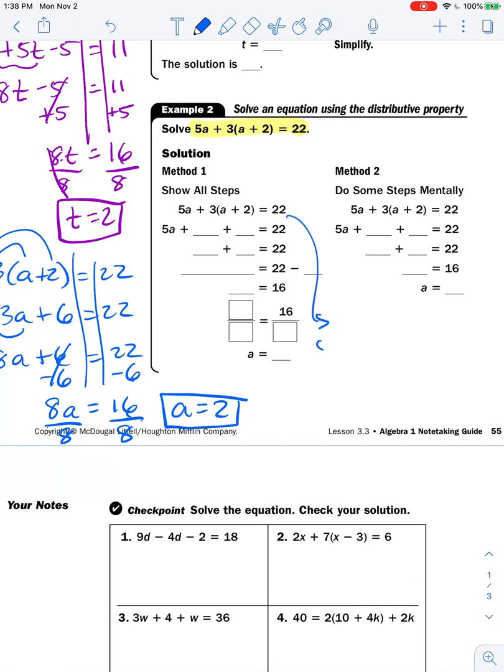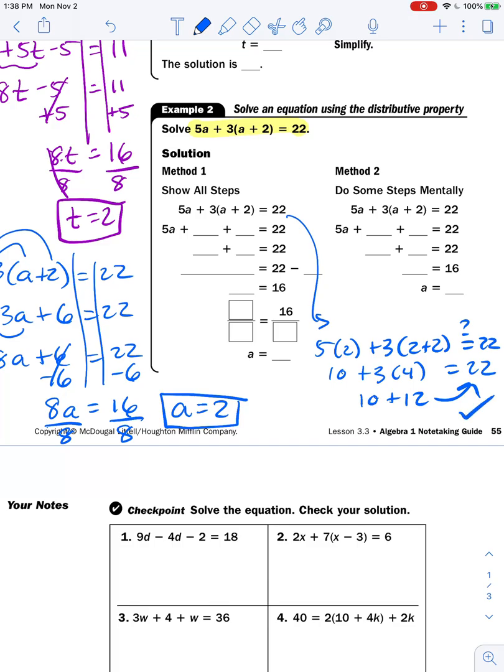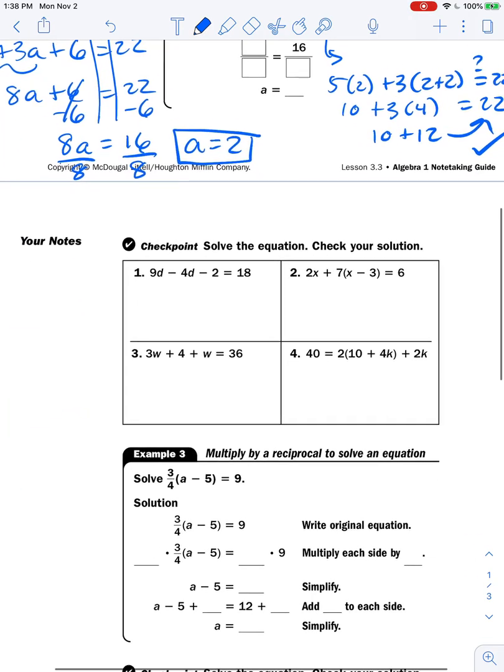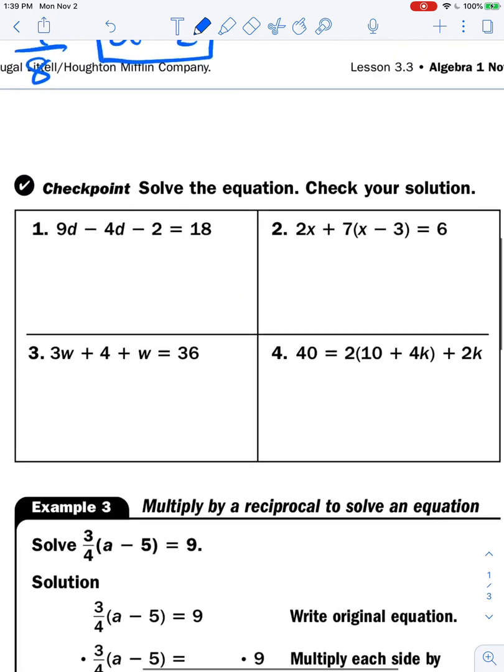So checking my work, I'm going to have 5 times 2 plus 3 times 2 plus 2, and I'm checking to see if that equals 22. This is 10. This is 4. This would be 10 plus 12, which does equal 22, so that checks as the proper solution.